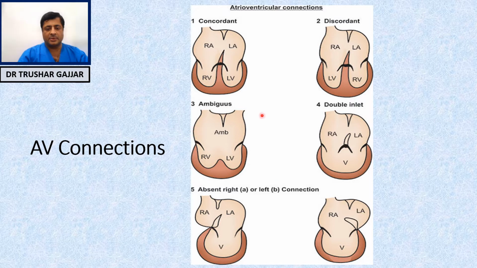There is also something called ambiguous, as we saw in the situs; there is ambiguous here also. It means the atrium is connected with both the right and left ventricle, or there is a single ventricle. Double inlet means both atria are connected with the same ventricle. Or there are isolated absent connections, right or left.